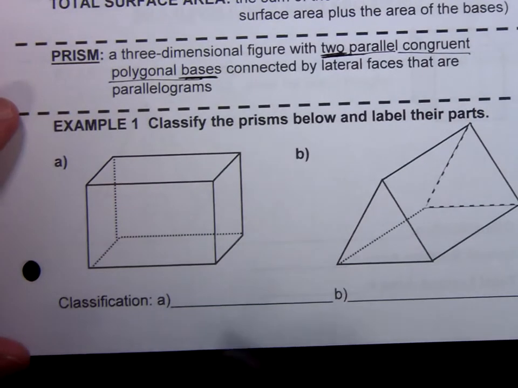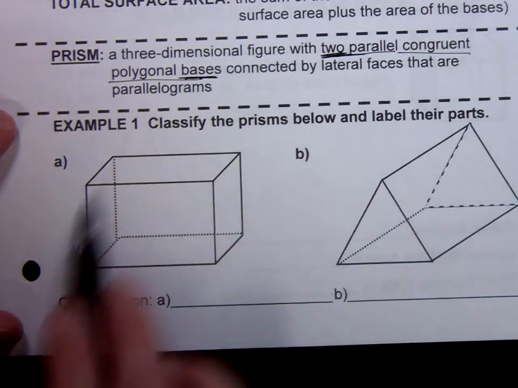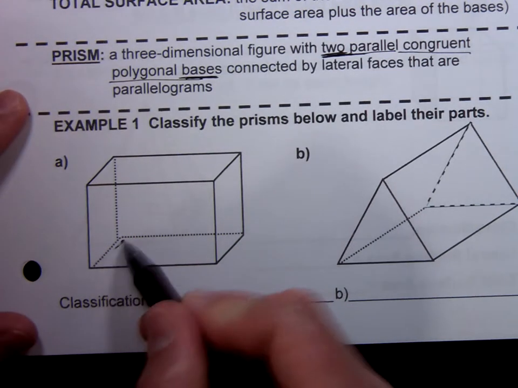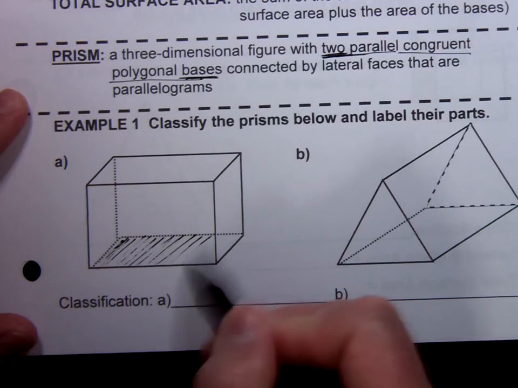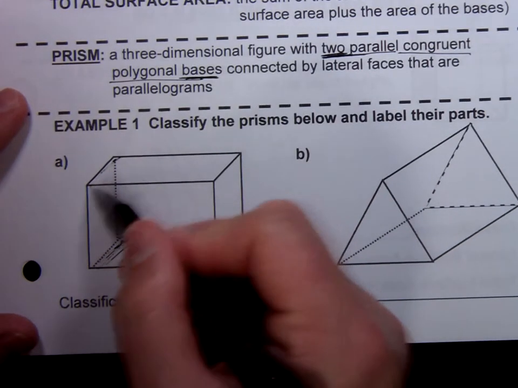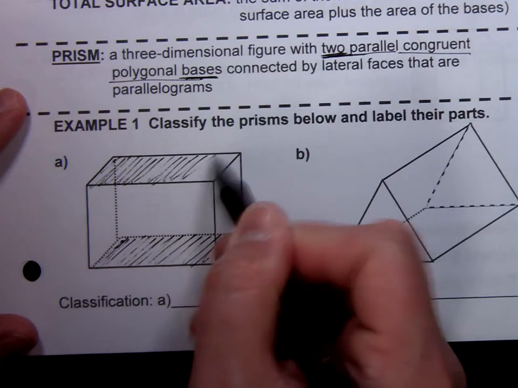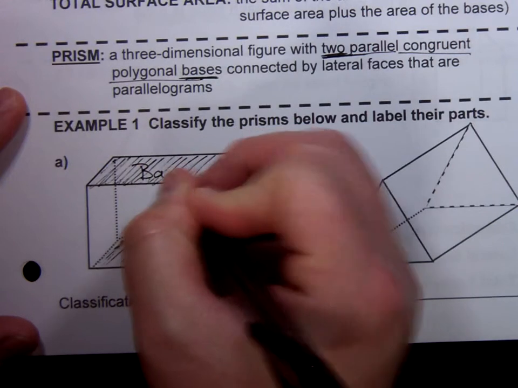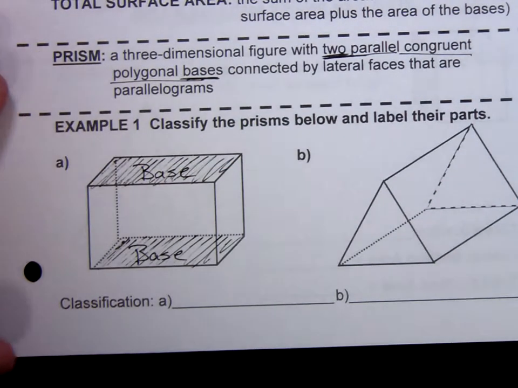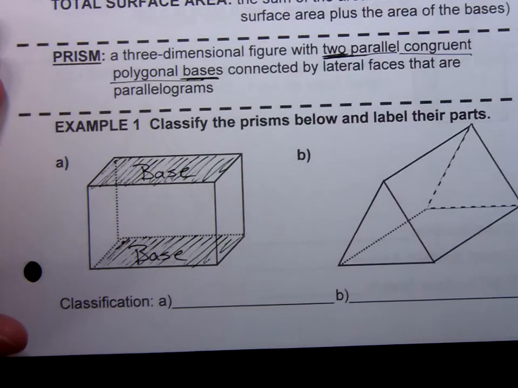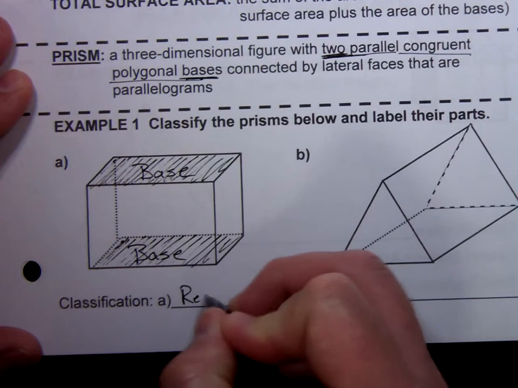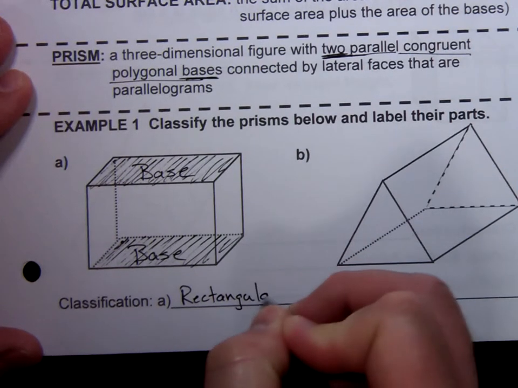Alright, so let's talk about classifying. This is a prism. It has two parallel congruent bases that are in the shapes of rectangles. So here is one base, and here is the other base. They are parallel and congruent to each other. Every prism has two bases, and we classify prisms based on the shape of their base. So since the bases are in shapes of rectangles, we would classify this as a rectangular prism.